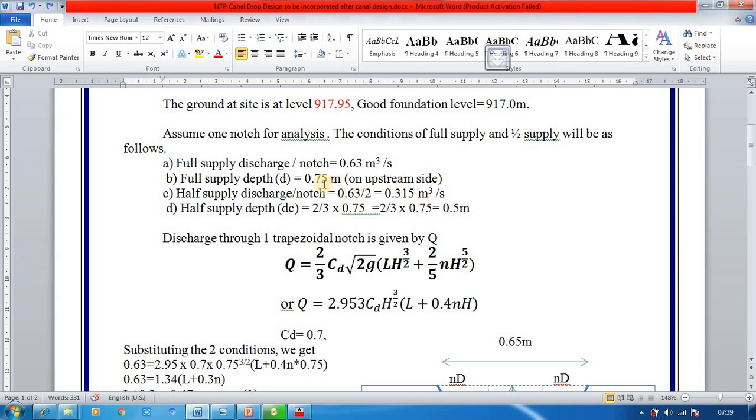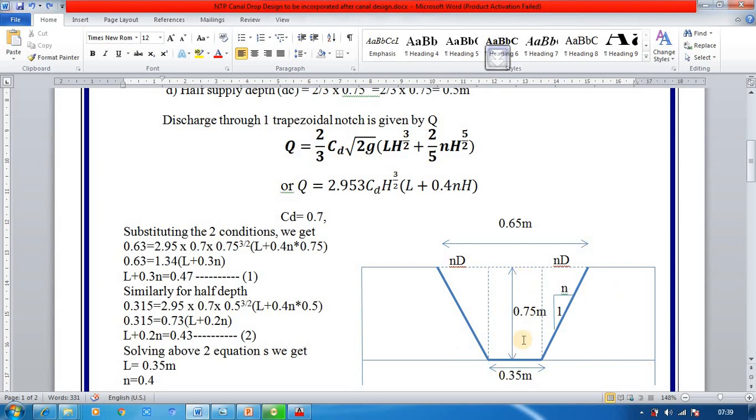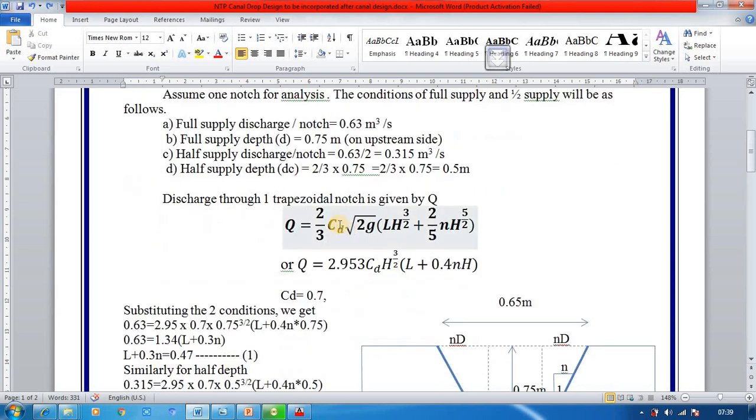Full supply depth will be 0.75 meter, because we have already assumed 0.75 meter as the depth. Next, the half supply depth, because it's a trapezoid, will become 2/3 of the 0.75. If it were a rectangle, it would be exactly half, 0.75 by 2. But here it is a trapezoid, and the area available will be less, so you have to have more depth of flow in the half supply discharge. So it will be 2/3 of 0.75, which is equal to 0.5 meter.